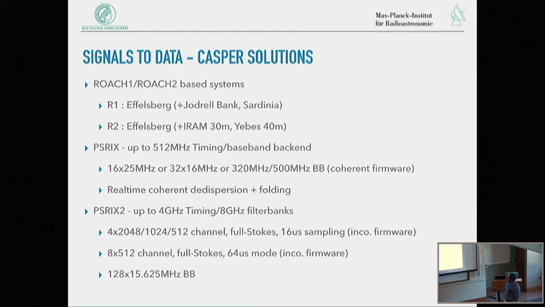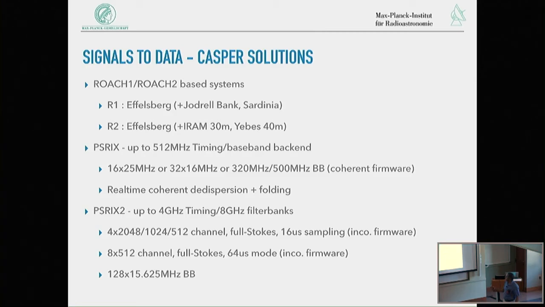It can produce polyphase filter banks with 16 or 32 channels, like with 25 or 16 megahertz subbands, or you can have a non-PFB version which dumps the data in at 320 megahertz or 500 megahertz with one nanosecond resolution. So this is so-called coherent firmware with which you can coherently de-disperse and get good pulsar timing. So the whole stuff is done in real time.